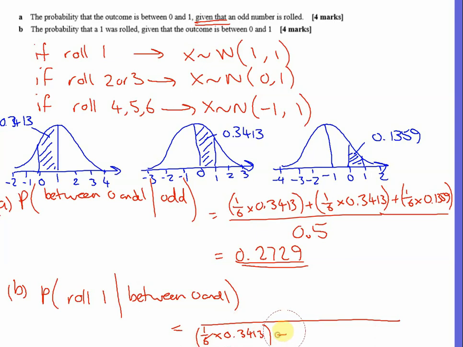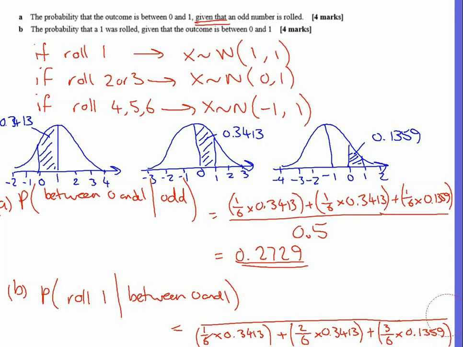Now, the next one, how many ways can we score between 0 and 1? Well, there are two numbers we could have rolled and got into this distribution, so that's a 2 in 6 chance, and the probability of scoring between 0 and 1 is again 0.3413. For the third distribution, we can score between 0 and 1. How many different ways can we enter into this distribution? 3. Right, we could roll a 4, 5 or 6. So 3 ways of getting in. Right, so 3 out of 6. That's the probability of rolling a 4, 5 or 6. And we're going to times the probability of getting between 0 and 1.